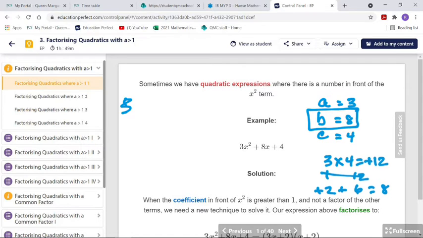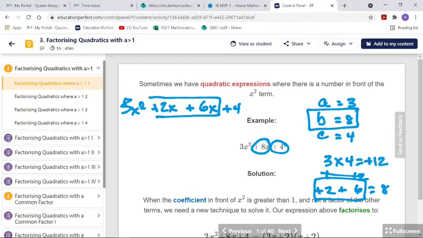So 3x squared stays the same. I'm replacing positive 8x with positive 2x and positive 6x, and then my plus 4 stays the same. Right? Remember, we're always simply replacing that middle term with those two new factors that I got. So it's just exactly the same process. It's just the numbers usually get a little bigger.